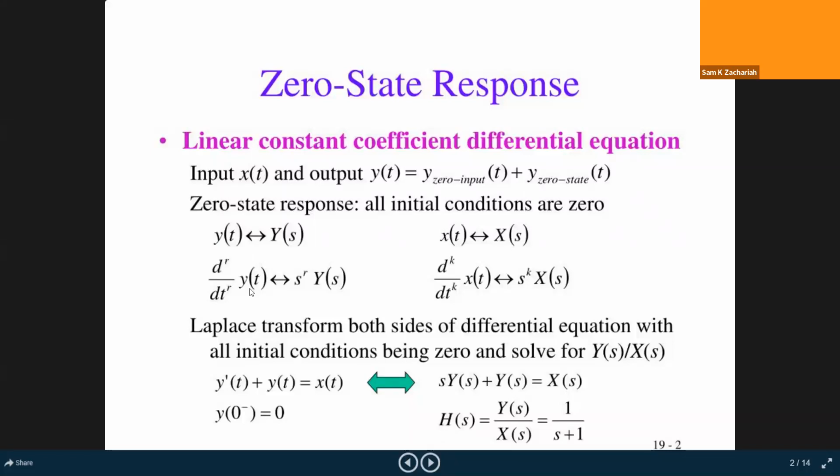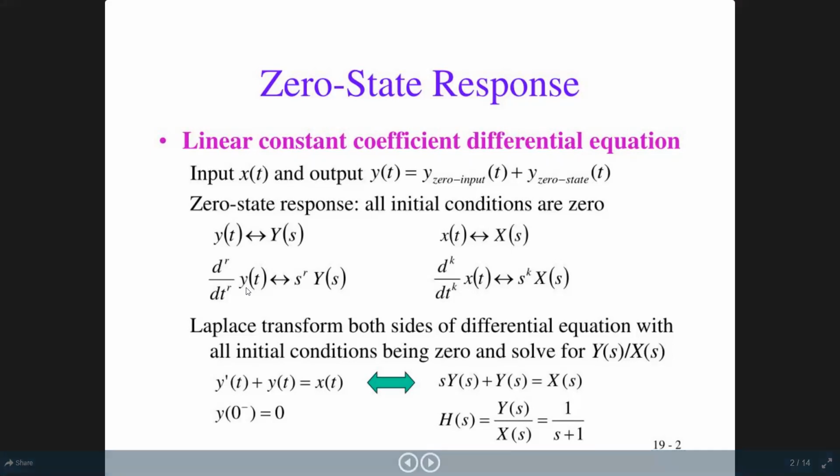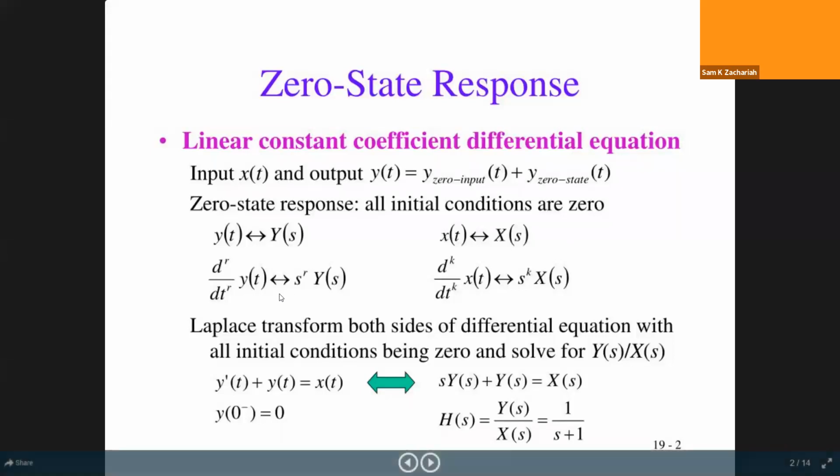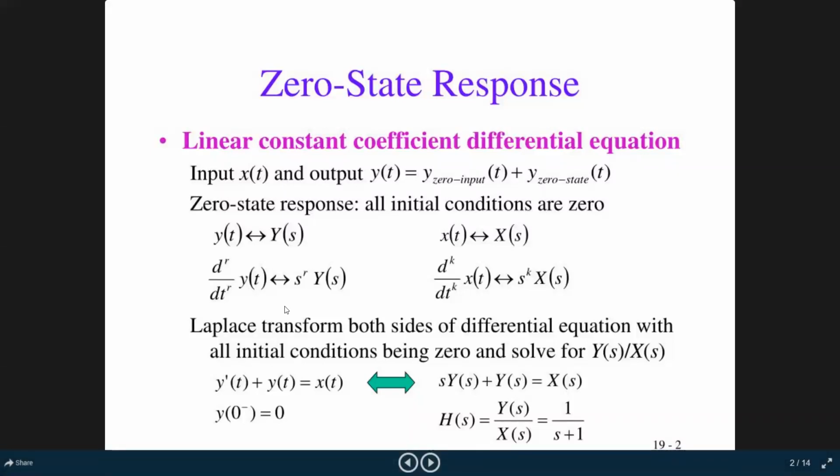It's starting from rest. Here we are talking about an r-dimensional system. Ideal rest means its position y(t) at t equals 0 is 0. Similarly, the first r minus 1 derivatives are also starting from 0 value. Under that condition, this Laplace transform pair is correct.